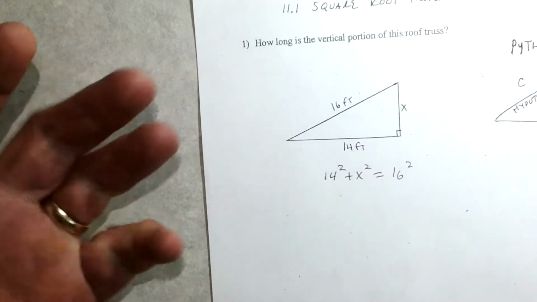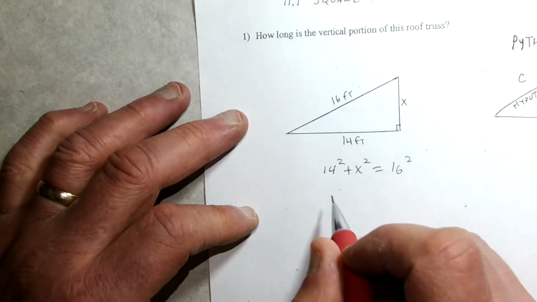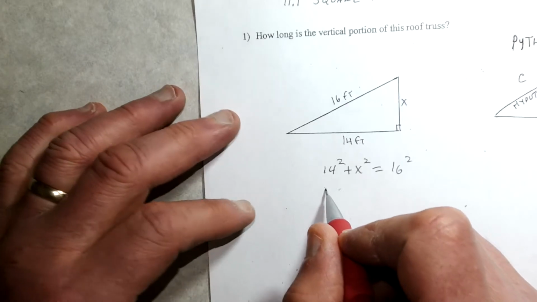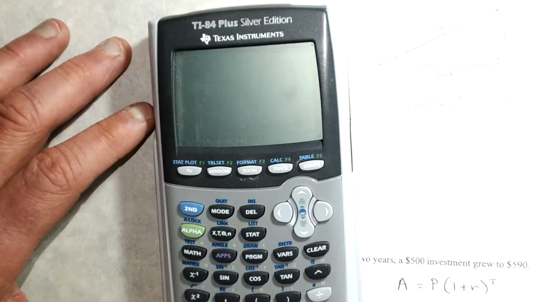And then I just solve this like I did on the problems on the other side of the sheet. I'm going to go ahead and multiply this out. The square of 14, I better check that out here on my calculator.